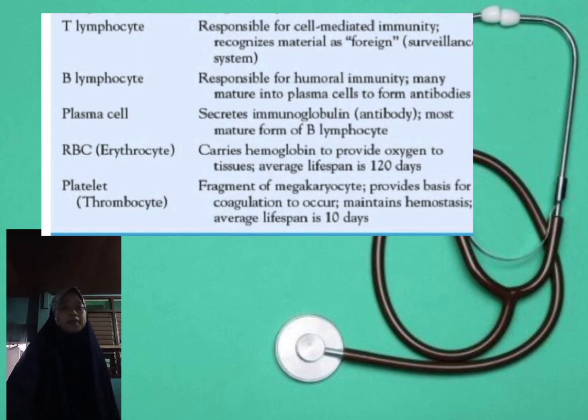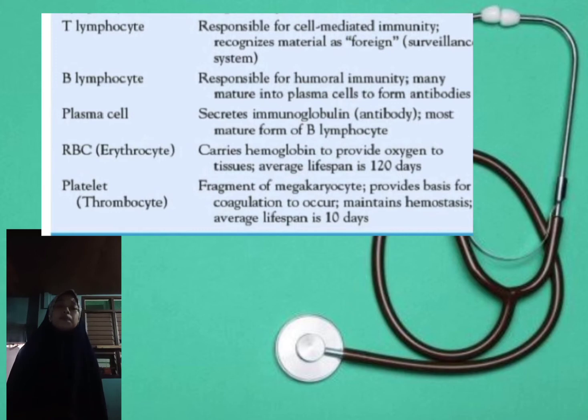While the B lymphocyte is responsible for humoral immunity and produces antibodies. They participate in the humoral immune response. This means they react to foreign antigens and differentiate into plasma cells. Once activated, plasma cells are antibody-forming cells.